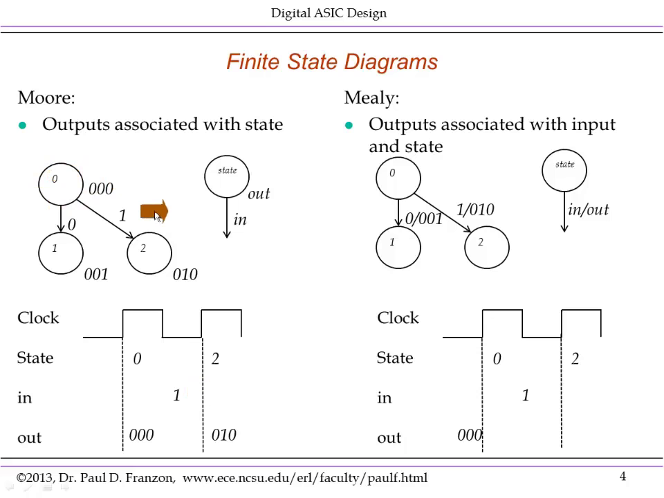Because the input is 1, that tells us that in the next clock cycle, we're going to go to state 2. So the state register changes to state 2 on the rising edge of the clock. The output is now 0, 1, 0 after that rising edge.